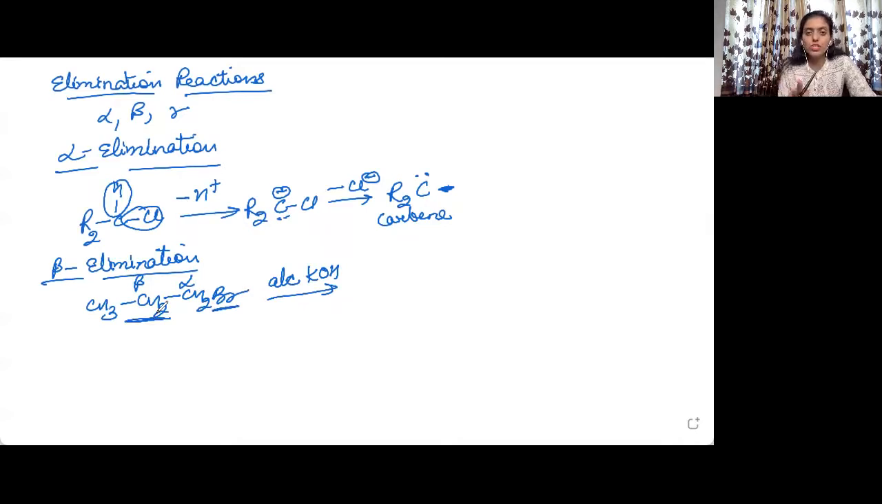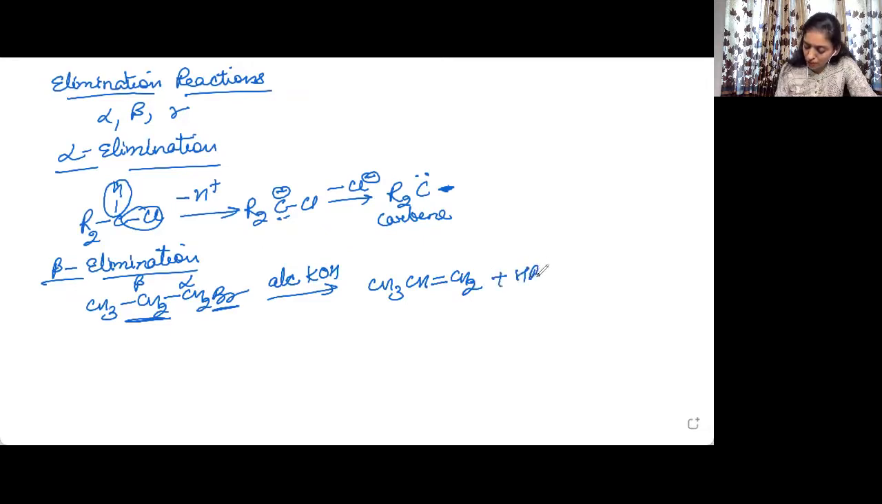So these 2 positions from where the elimination is happening, they are just adjacent to each other. So it will be known as beta elimination. So it is CH3, CH double bond, CH2. Okay, so this is beta elimination.